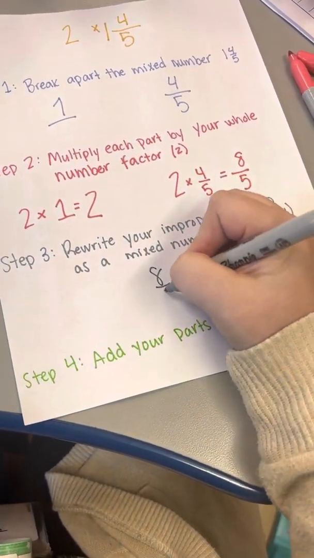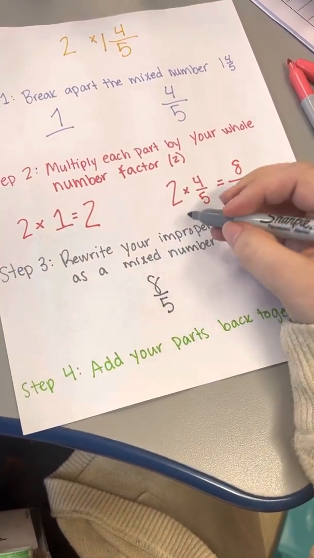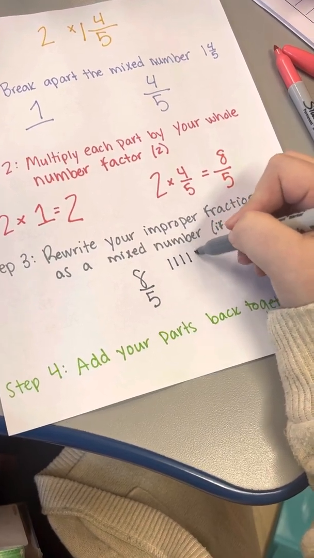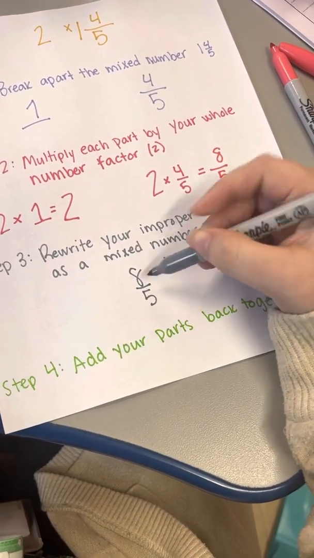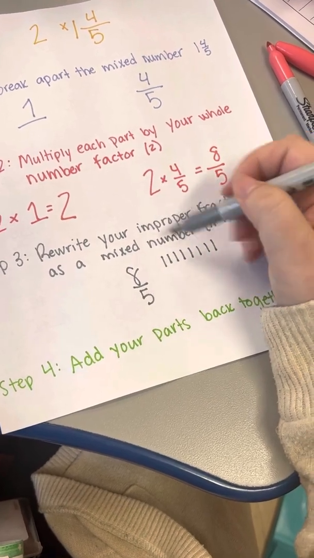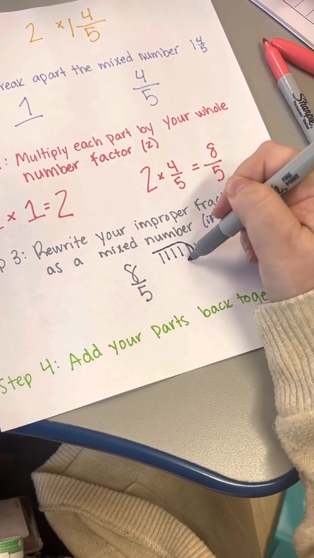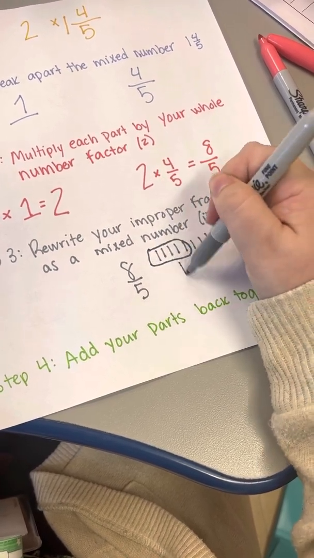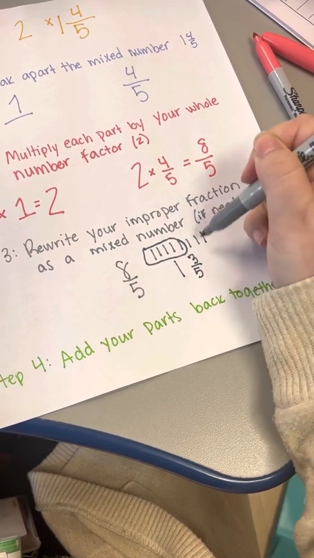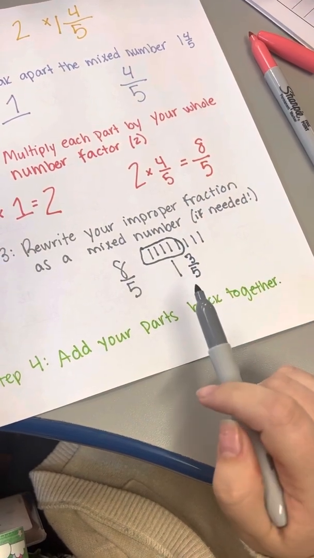One way is I could draw out sticks and put them in groups. So my numerator tells me how many sticks I should draw. I have 8. So 1, 2, 3, 4, 5, 6, 7, 8. My denominator tells me how many are in each group. So that would be 5 per each group. So 1, 2, 3, 4, 5 makes one group. And then I have 3 out of the 5 that would make my next group. So 8/5 can turn into 1 3/5.